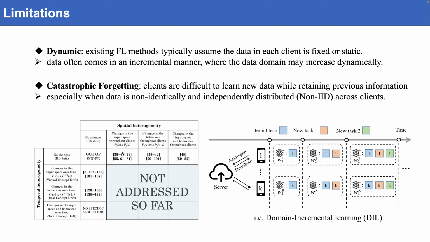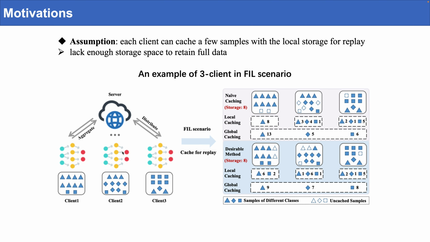As shown in the left figure below, most existing works focus on either temporal heterogeneity or spatial heterogeneity, respectively, and just a few research address the combination of the 2 issues together by federated incremental learning. To address these limitations, in our paper, we focus on federated incremental learning and make an assumption that each client can cache a few samples with the local storage for replay, but lacks enough storage space to retain full sample.